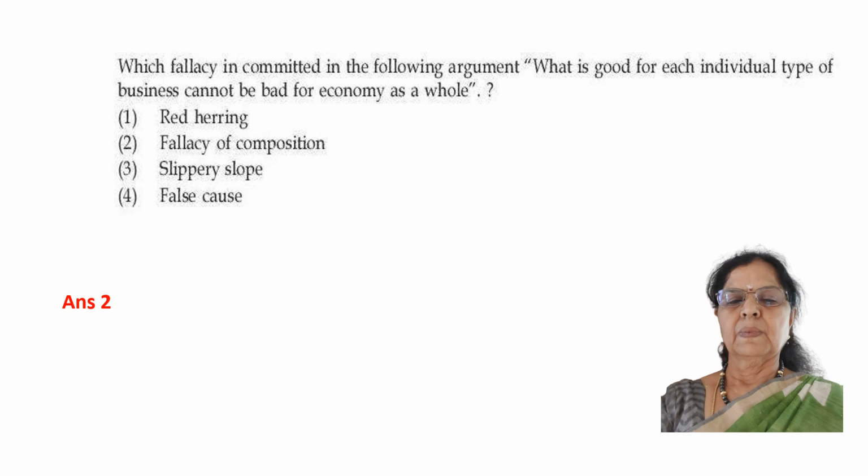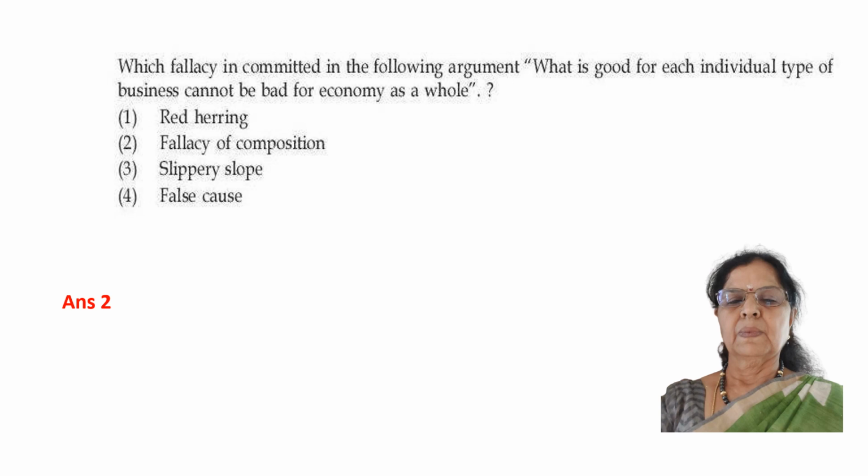Cannot be bad is good, right? So the argument says what is good for one type of business is good for all types of business. This is called overgeneralization. You are generalizing something, but you are overgeneralizing, which is a fallacy. What is a fallacy? A fallacy is a mistaken, wrong conclusion arrived at from incorrect arguments. So there are different types of fallacies.